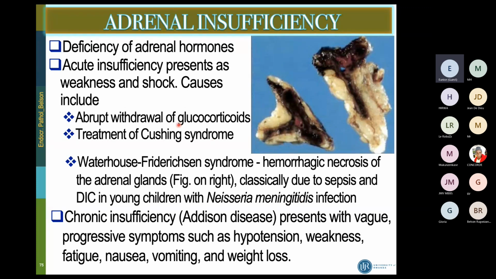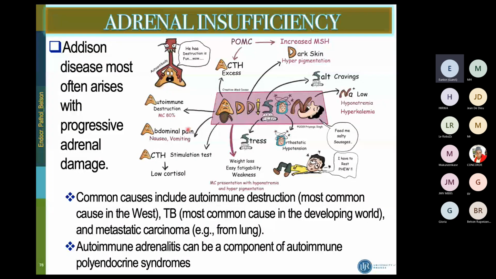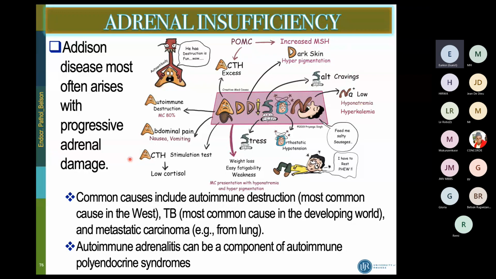So chronic insufficiency, or Addison disease, presents with progressive symptoms such as hypotension, weakness, fatigue, nausea, vomiting, and weight loss. So Addison disease no kuvuga ko n'umuntu ntabwo afite. So the adrenal glands are not working, and in a chronic way. With Cushing syndrome, it is opposite. So for adrenal insufficiency, the most common reason is Addison disease. And you have here the findings, clinical, lab, and so on.